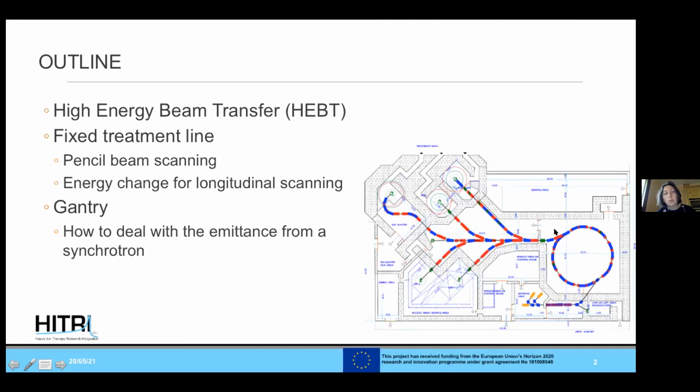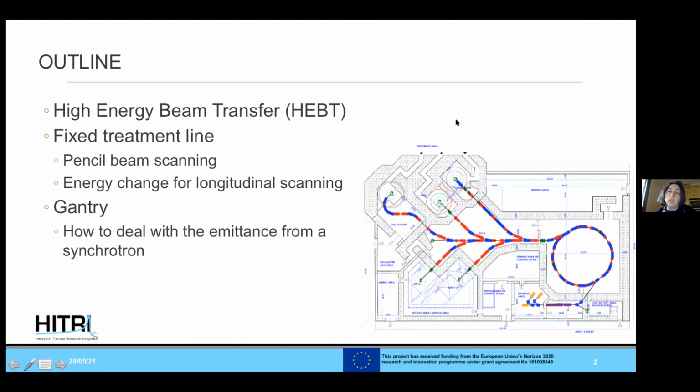Well, we transport it to the lines. So we transport it to the treatment rooms. So this is the synchrotron. This is where the extraction takes place. This is what we call the high energy beam transfer, HEBT. And then the beam is transported to the treatment rooms.